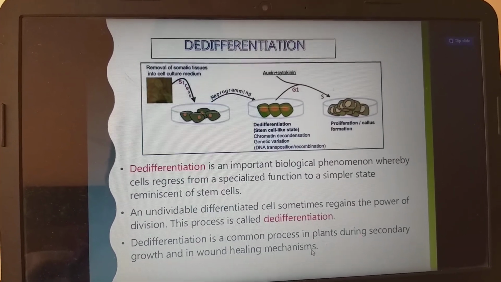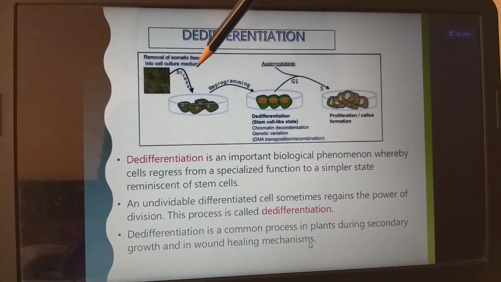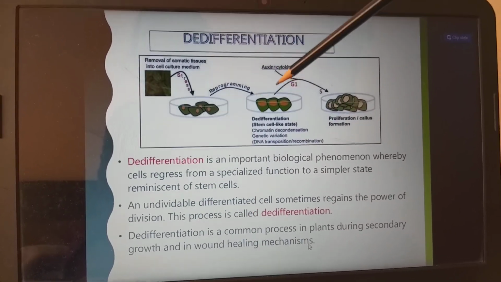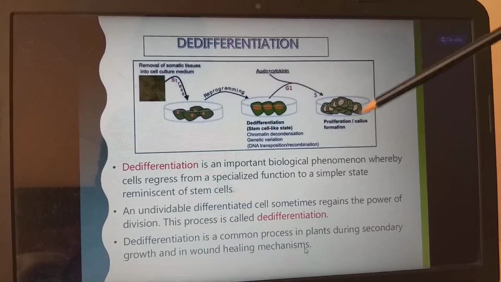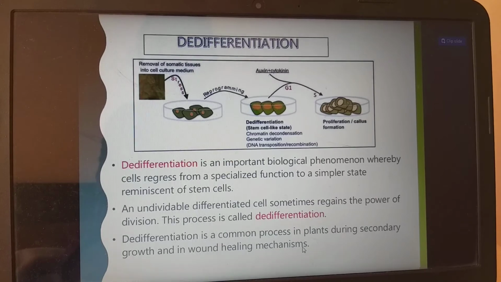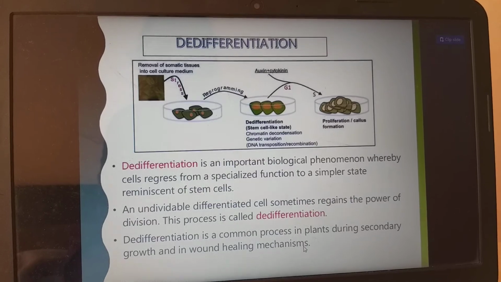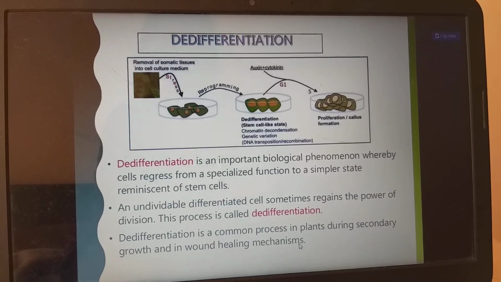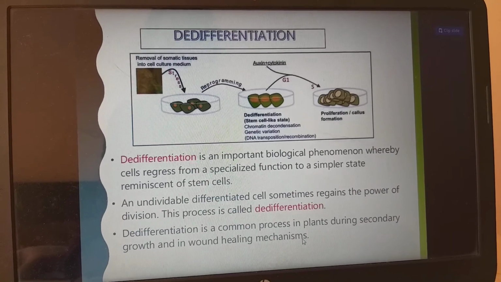Next, de-differentiation. De-differentiation is the removal of somatic tissue into the cell culture medium and reprogramming under stressful conditions with auxins plus cytokinins, which are growth hormones, and later proliferation and callus formation. De-differentiation is an important biological phenomenon whereby the cell regresses from a specialized function to a simpler state reminiscent of stem cells. A differentiated cell that can no longer divide sometimes regains the power of division. This process we call de-differentiation.